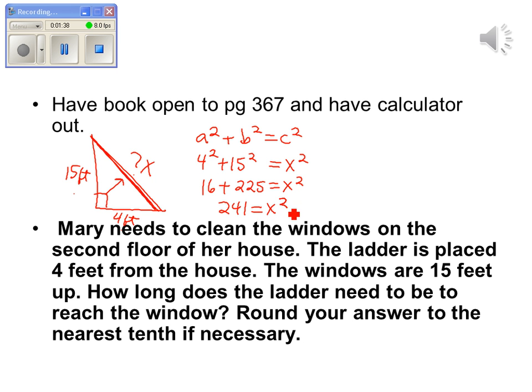241 is not a perfect square number, so when we take the square root, it's not going to come out even. Take your calculator, hit second, square root, 241, enter. That gives you about 15.5, so we'll say that the ladder needs to be about 15.5 feet long. Well, you go somewhere, they're not going to say a 15-foot ladder, so the ladder would have to be probably 16 foot, 18 foot, or 20 foot, something like that.